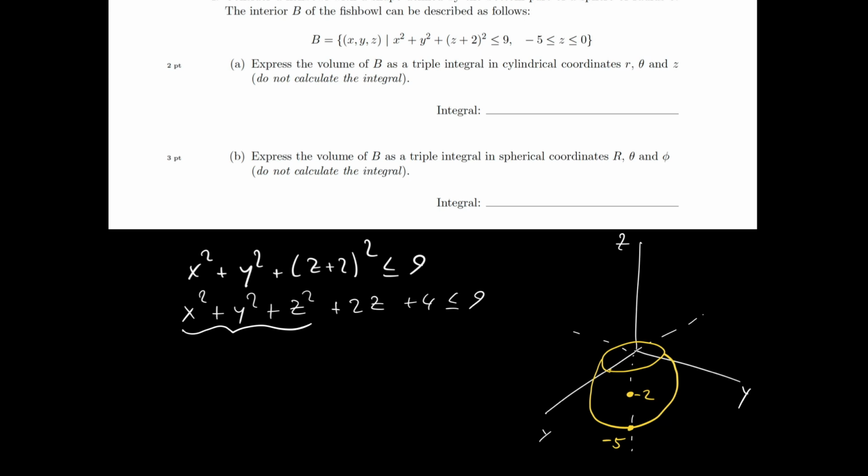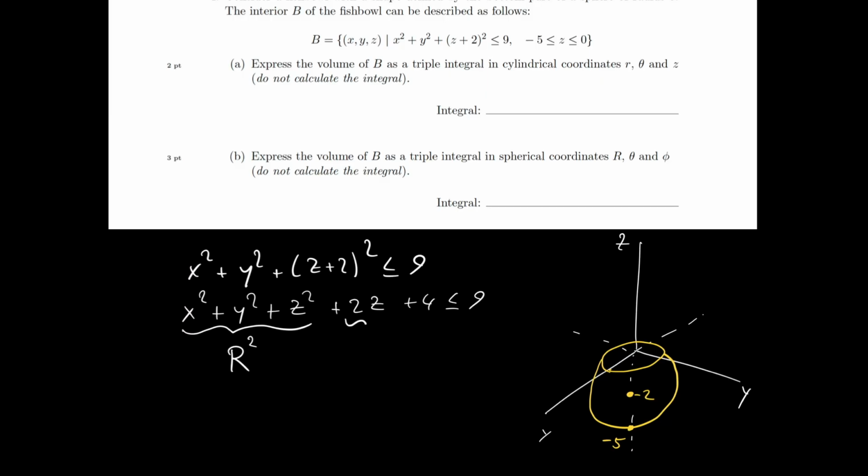x squared plus y squared plus (z plus 2) squared is less or equal to 9. And it might be a good idea to start writing this in terms of capital R, which is the distance to the origin in spherical coordinates. So let's just first work out the square here. So we get x squared plus y squared plus z squared plus 2 times z plus 4 is less or equal to 9.